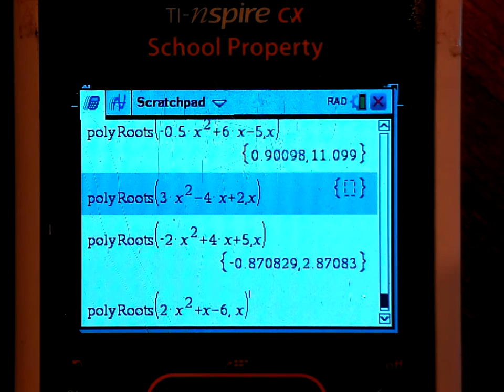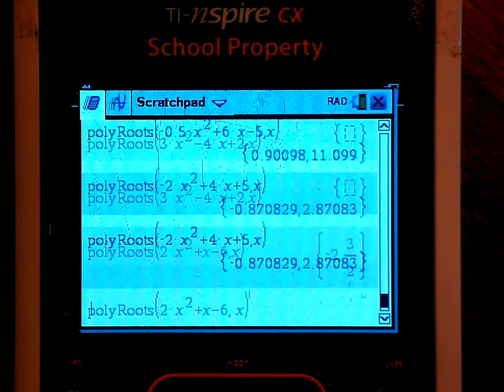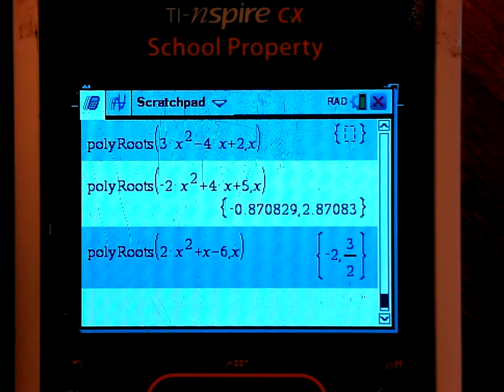And the last step is just to hit enter. And it's going to come out with the two roots are -2 and 3/2. And so there you go. That's how to use the polyroots function on this calculator.